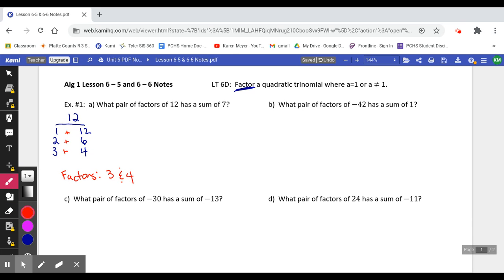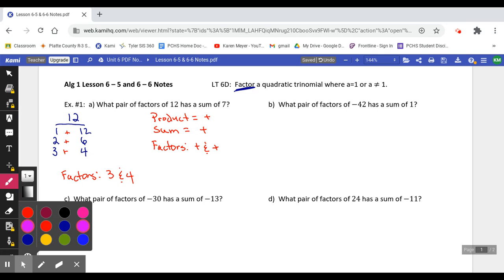So one thing to keep in mind is the sums. If your product is a positive number, which ours was positive 12, and your sum is also a positive 7, the only way you can do that is if both of your factors are positive. Because a positive plus a positive is still a positive, and a positive times a positive is positive. So that's just kind of key to remember your signs.